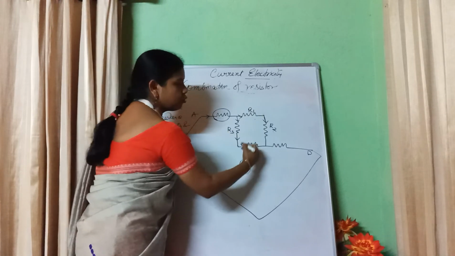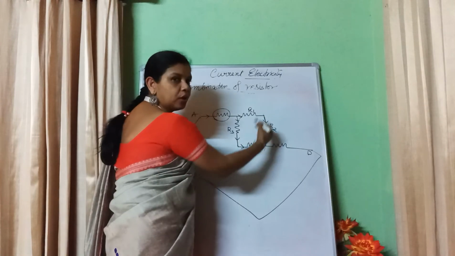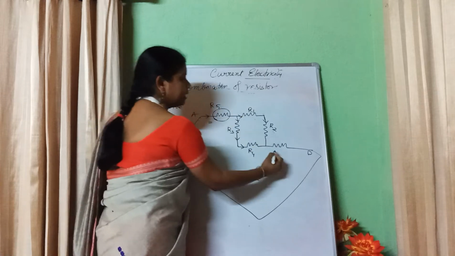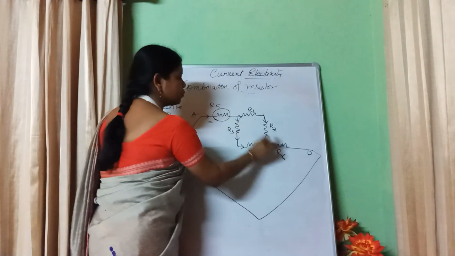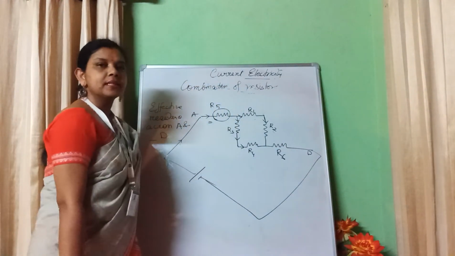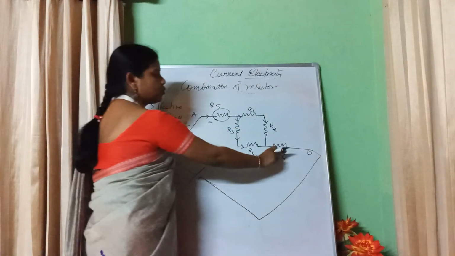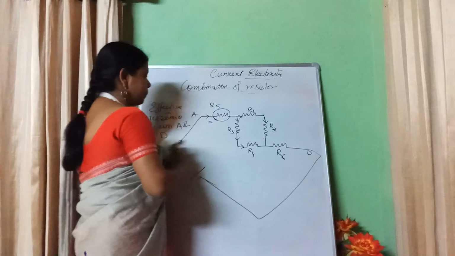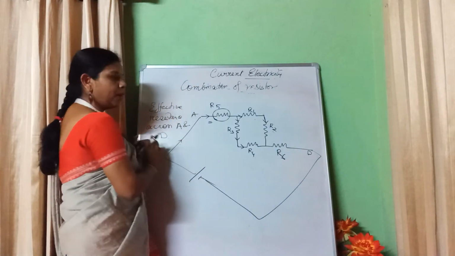So these two will become what? Parallel or not? Parallel. Then suppose this is my R5 and this is my R6. Then these two will be in what? Series. Understood? So this is the way you have to think.